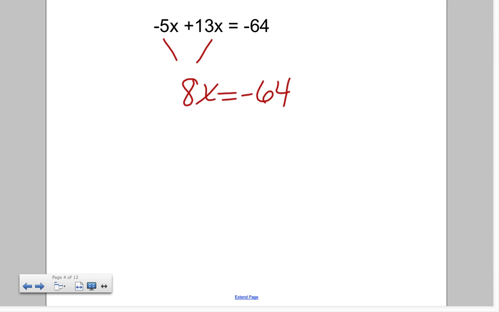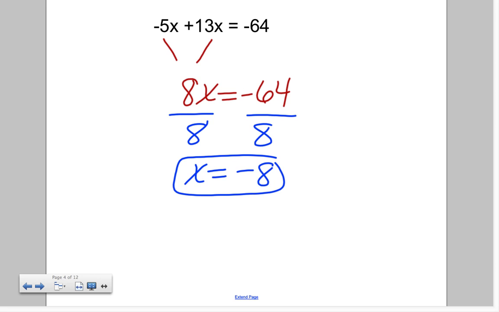Now, what operation do we have? After we combine like terms on the left-hand side, we make those negative 5x's and 13x's turn into 8x. What is the only operation left in the problem now? Multiplication. We use what to get rid of multiplication? Division. Good. So I'm going to divide by 8, and x is equal to negative 8.